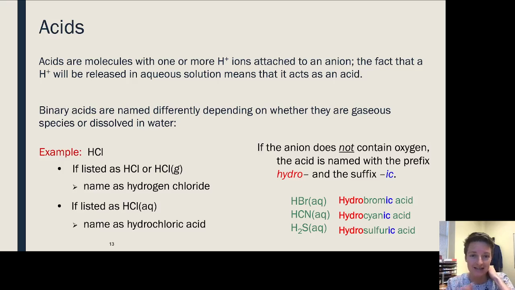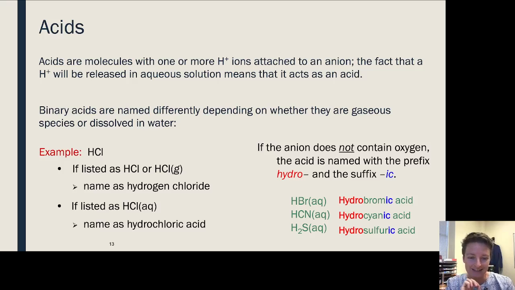If, however, this acid is in solution, we use a slightly different naming rule to remind us that this acid is going to dissolve in water to release H+ ions. And so, in fact, what we're going to call this acid is hydrochloric acid. So the pattern that you'll notice for these binary acids is that we put the name of the element, put the prefix hydro in front, and the suffix ic acid afterwards. So a couple examples of this that you might see is, for example, HBr with the symbol aq next to it to say that it's an aqueous solution or it's dissolved in water would become hydrobromic acid.